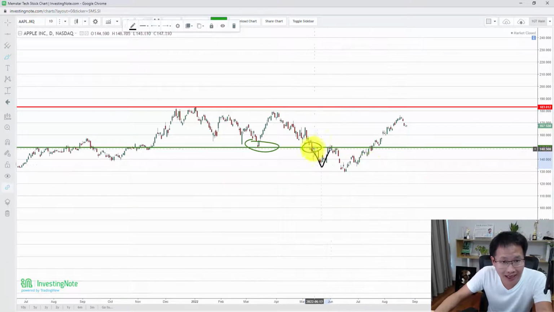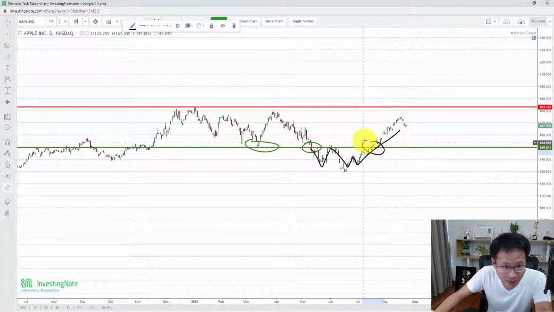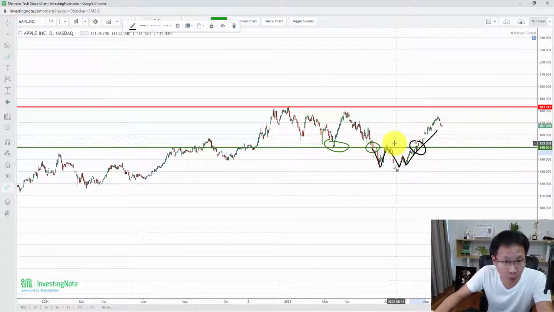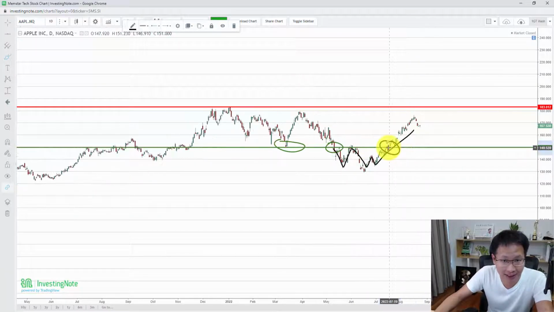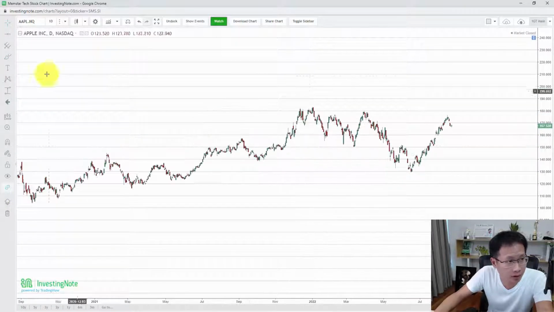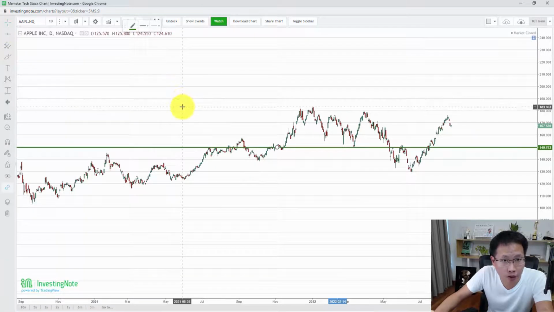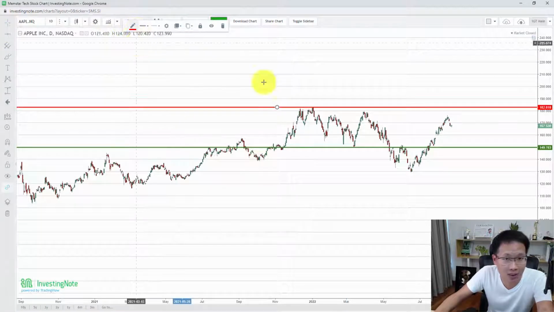We broke down and it became a resistance, whereby we touch it, we couldn't get back up, and we came back down again. We swing up again, swing down, and you see right over here we actually attempted to break that resistance level. So it was support, it became resistance, and we attempted to break this resistance and started to see a bit of a price rally, right? So this is pretty much how we draw it. Let me just go to draw very quickly for you. 150, and also that 185, 180, 185, right?